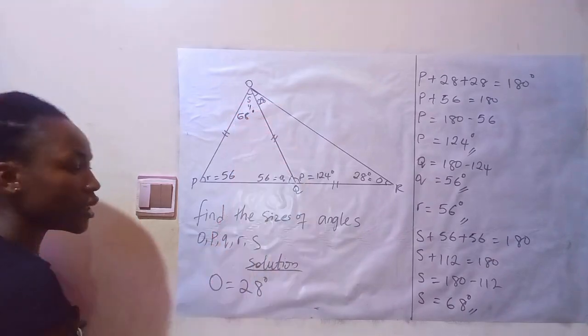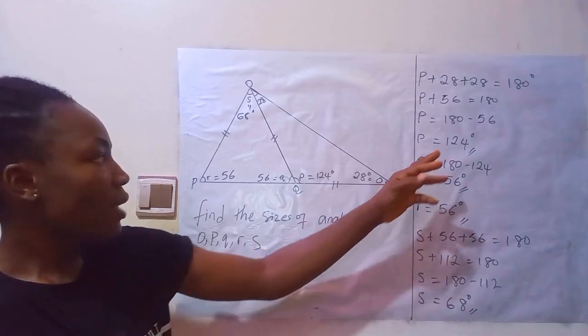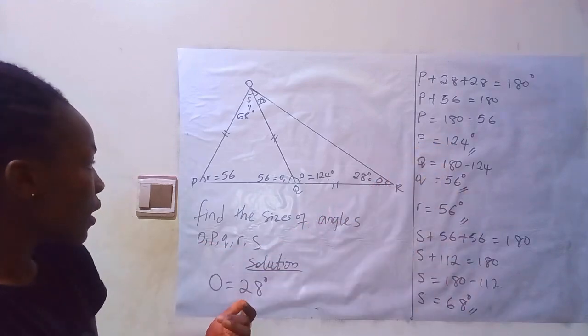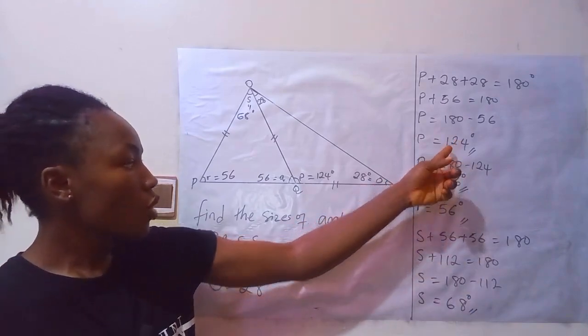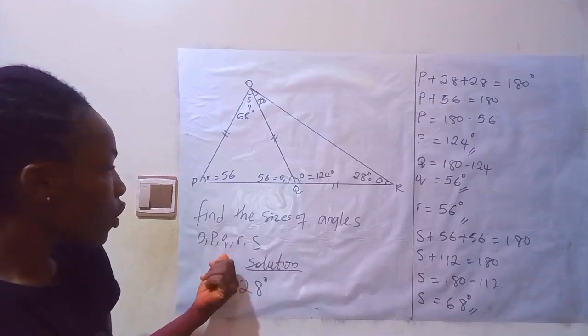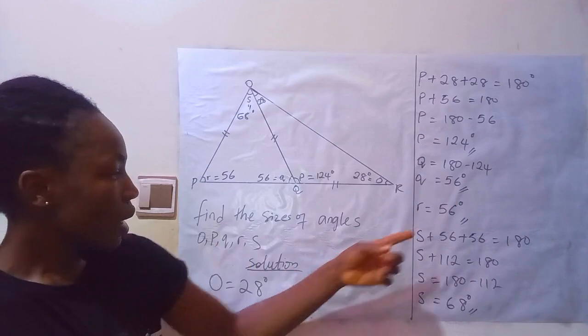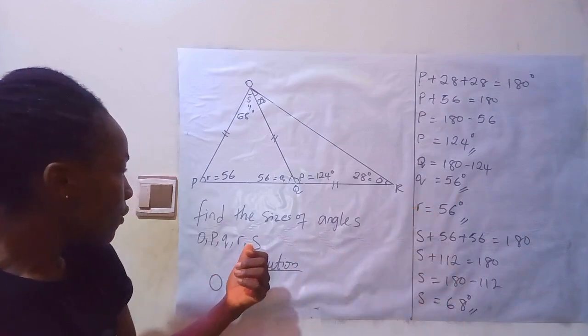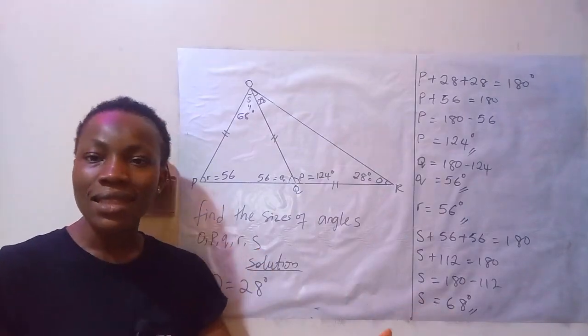Alright, so we have gotten the value of our O as 28, the value of our P as 124, the value of our Q as 56, the value of our R as 56, and the value of our S as 68.